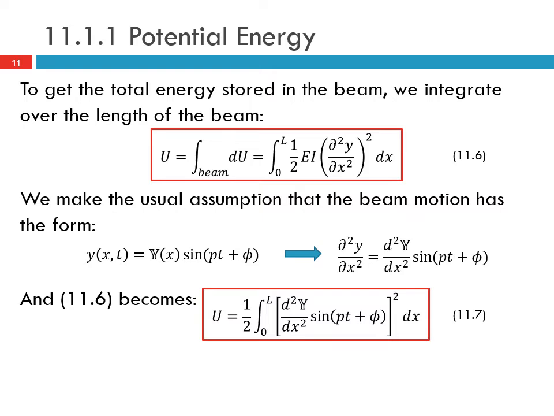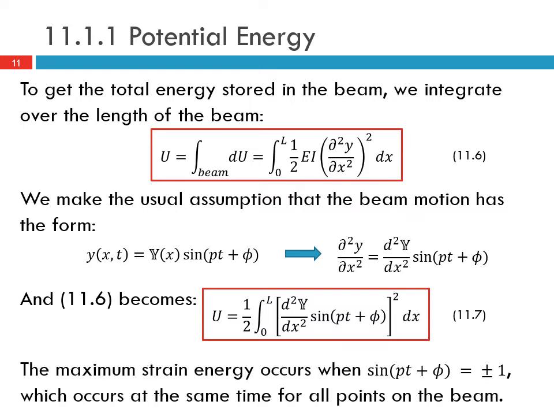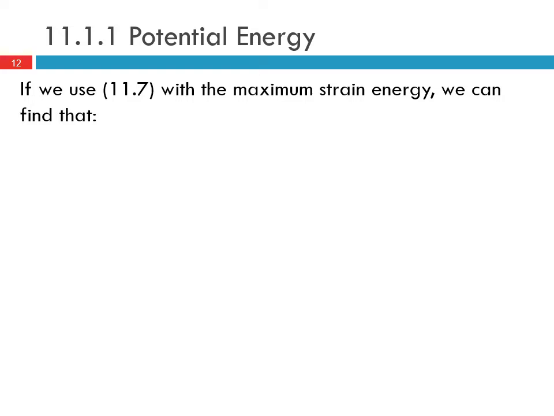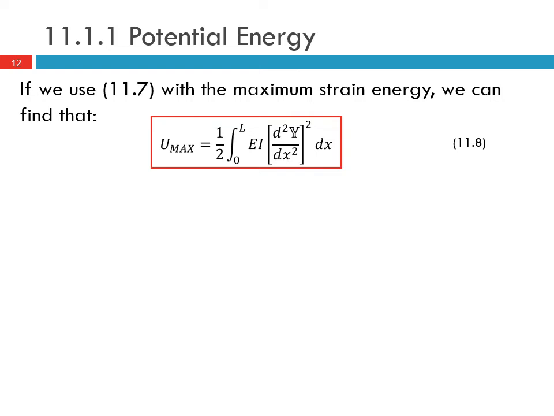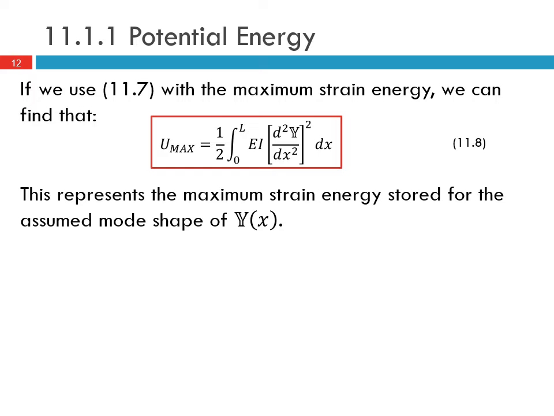And our expression becomes U is equal to 1/2 the integral from 0 to L of EI (d2Y by dx squared sine(pt plus phi)), all of that squared, dx. And the maximum strain energy occurs when this sine term, sine(pt plus phi), is equal to plus or minus 1. And this occurs at the same time for all points on the beam. So if we use this with the maximum strain energy, then we can find that U max is equal to 1/2 the integral 0 to L of EI (d2Y by dx squared) squared dx. And this represents the maximum strain energy stored for the assumed mode shape of Y of x.